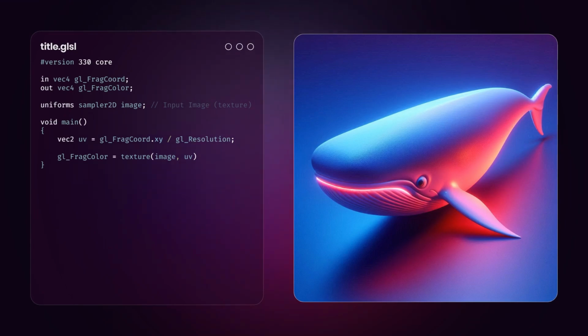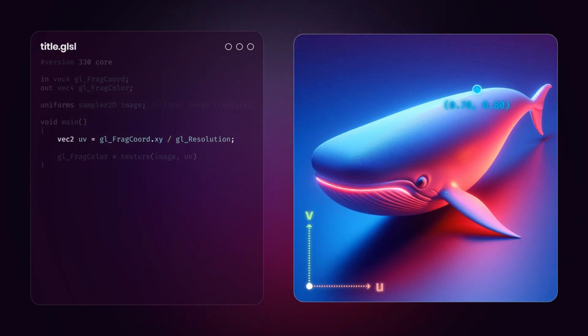By the way, if you're not familiar with those UV coordinates, they represent a percentage of the screen, indicating the position of a pixel. These coordinates range from 0 to 1, where 0 is the start and 1 is the end of the screen, in both the horizontal U and vertical V directions.